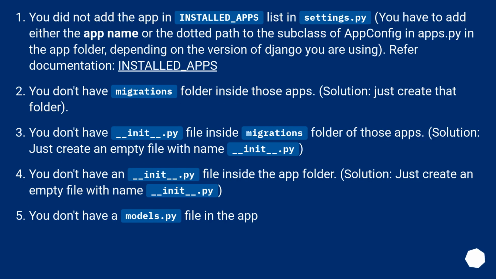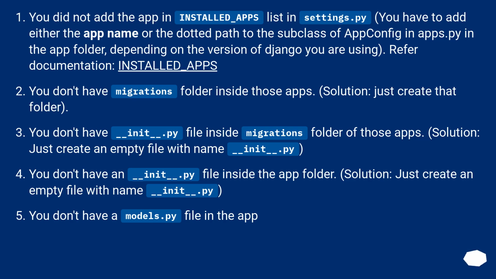This may happen due to the following reasons. You did not add the app in INSTALLED_APPS list in settings.py. You have to add either the app name or the dotted path to the subclass of a config in apps.py in the app folder, depending on the version of Django you are using. Refer documentation, INSTALLED_APPS. You don't have migrations folder inside those apps.